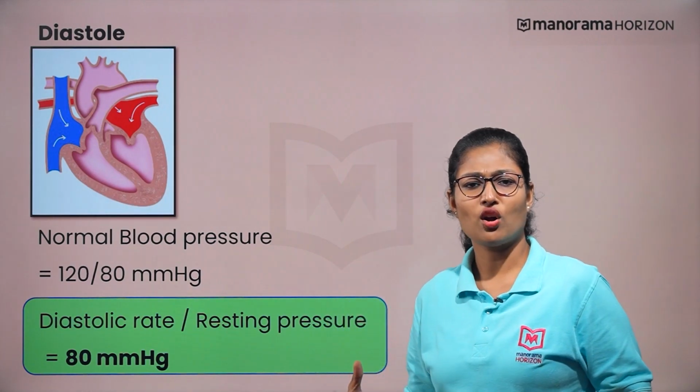So, what causes hypertension? If the blood pressure of an individual is 140 by 90, that is 140 over 90, or higher, it shows hypertension. High blood pressure leads to what? It leads to heart diseases.